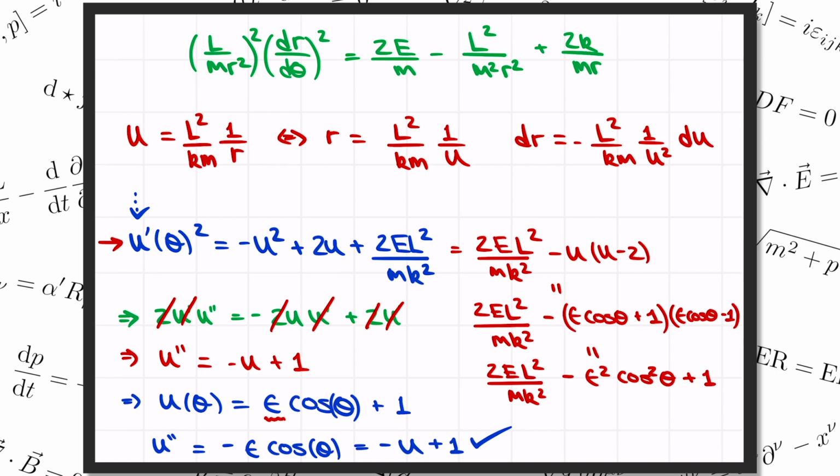Now on the left-hand side, remember we had u prime squared. Well, u prime is equal to minus epsilon times sine of theta. So the left-hand side is epsilon squared sine squared. And we have a sine squared on the left and a minus cosine squared on the right. So when we put those two together, we're going to get epsilon squared all by itself on the left. And at last, we can solve for epsilon. It's given by the square root of 1 plus 2EL squared over mk squared.